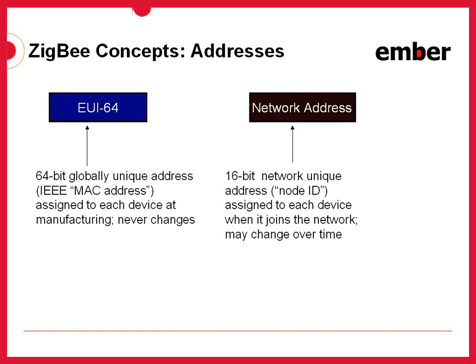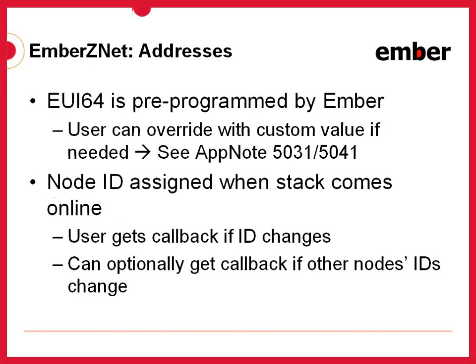So this ensures that ultimately every node has a long and short identifier for its own address, as well as a long and short PANID related to its network. So again, to tie these back to the EmberZNet stack architecture, in our scheme, the EUI64 is pre-programmed by Ember in our manufacturing process, and if you need to override it, please refer to application notes 5031 for the system on chips, and 5041 for the network coprocessors.